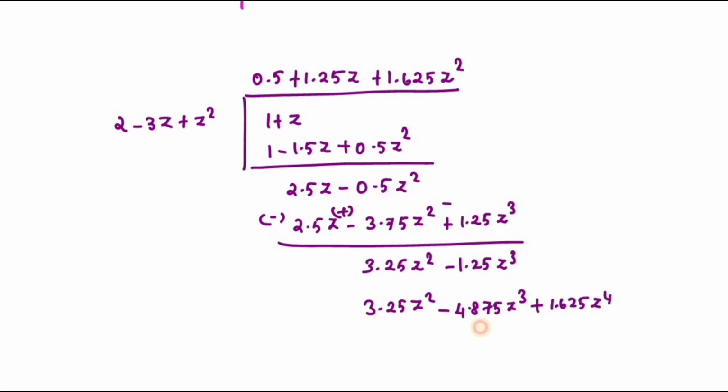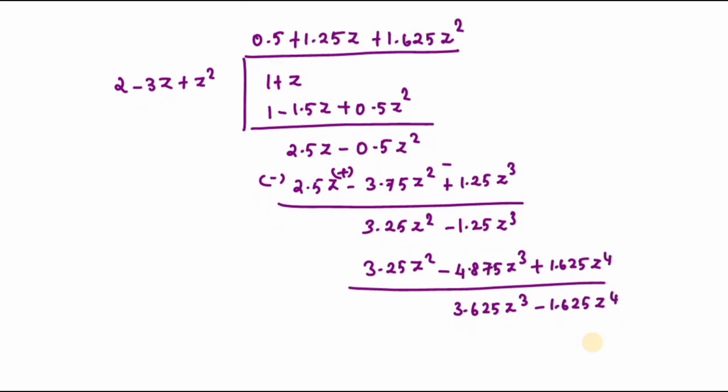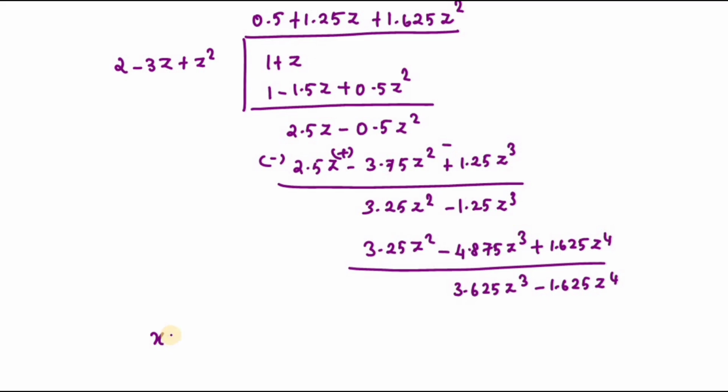So if you subtract, I will get 3.625 z cube minus 1.625 z power 4. So what is my x of z now? X of z is, so you see the quotient, 0.5 plus 1.25 z plus 1.625 z square.